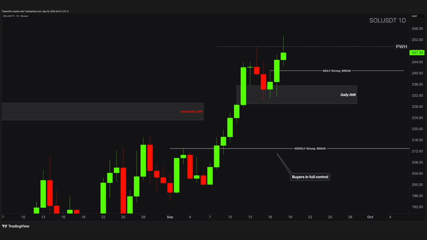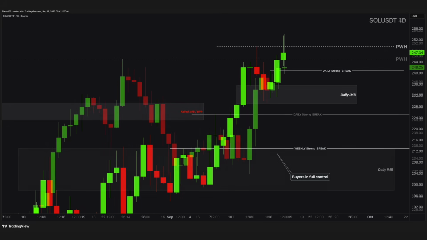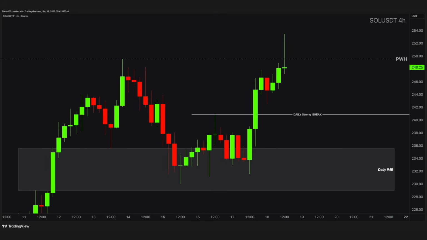Now, what I'm going to do next is break things down by observing the 4-hour, 3-hour, 2-hour, and finally the 1-hour charts step by step. Starting with the 4-hour chart here, notice the relative equal highs. This level is not only lining up with the previous week's high, but it also forms a set of relative equal highs, which makes it a clear and attractive target.